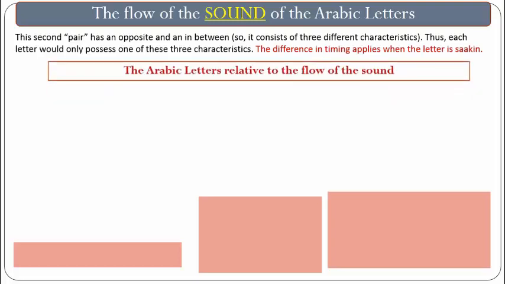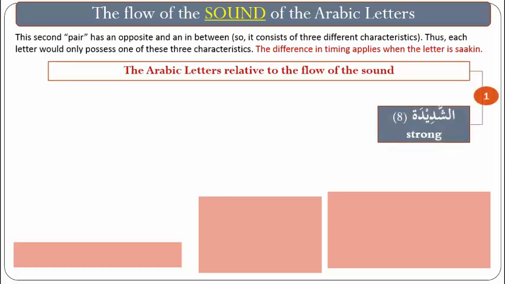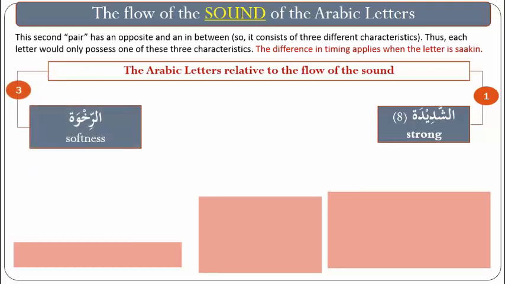The Arabic letters relative to the flow of sound. The first category, we said there are three categories: the sifa, the characteristic, its opposite, and an in-between. So we have ash-shadidatu, which is translated as strong, and this is made up of 8 letters. Then we have ar-rikwatu. We put it as number 3, but it is the direct opposite, that's why we mention it second. This one is strong, and this one has to do with softness.